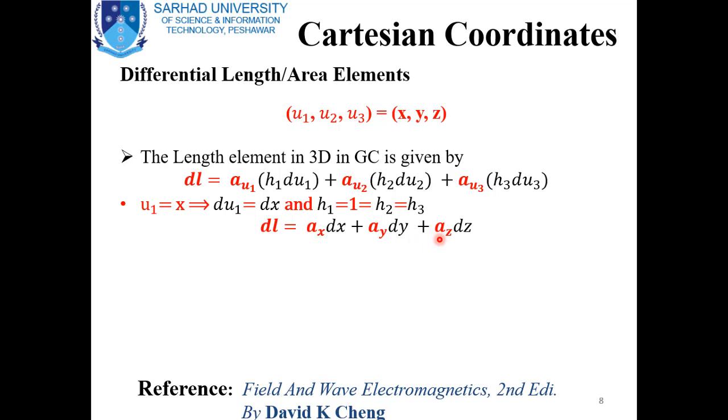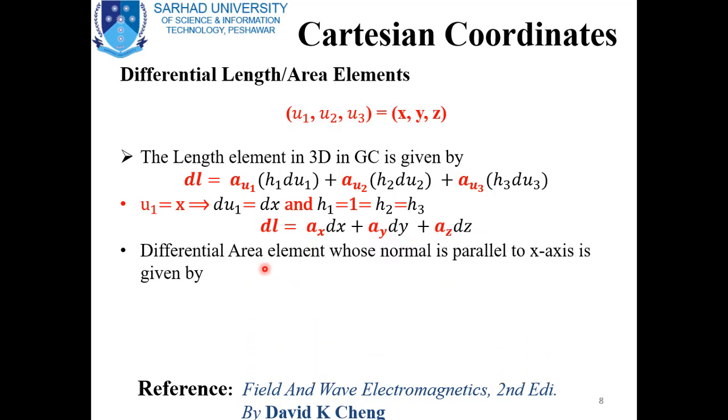So if we are discussing a plane, then the length element will have two components, one will be cancelled, and if we talk about a specific axis which is one dimension, then two elements of this length element will be cancelled. Now area can be constructed by the multiplication of two sides of a space.